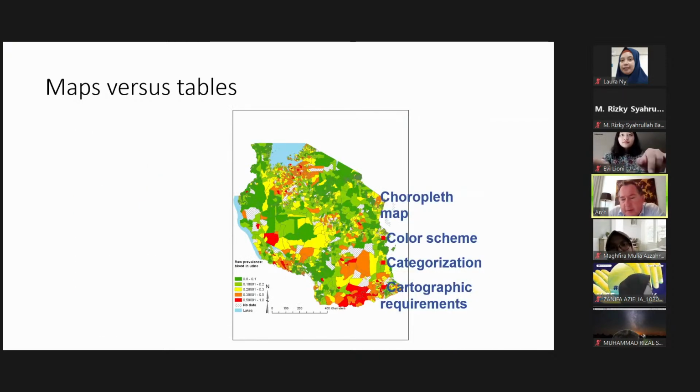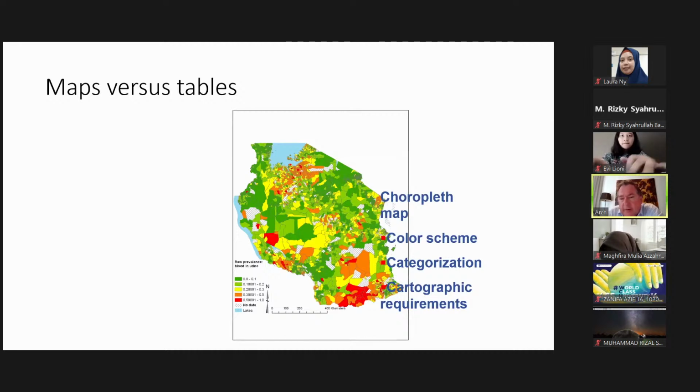So when we talk about Choropleth maps, there are three elements that are absolutely critical for appropriate representation of disease data. So I'm calling them the three C's. The first one is the color scheme. The second is how you categorize the data. And the third one are the cartographic requirements.